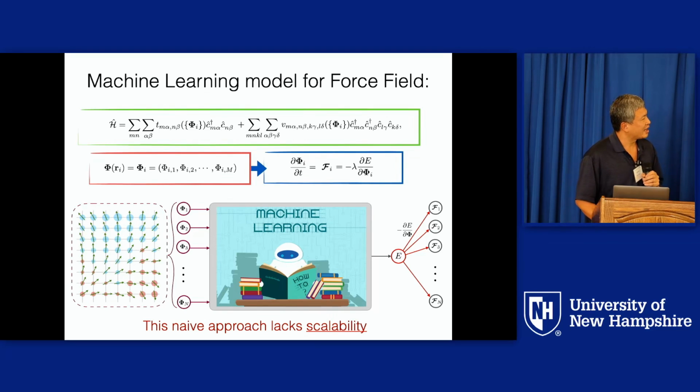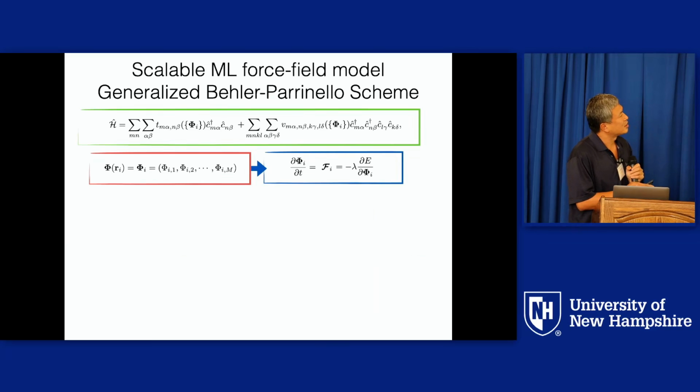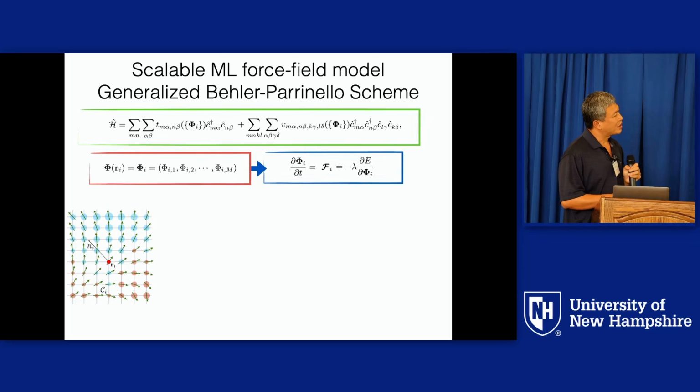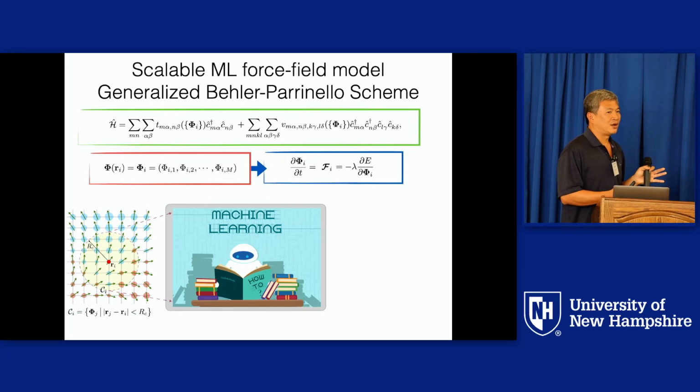So a more scalable approach is the so-called Behler-Parrinello scheme. This was first proposed by Behler and Parrinello in the context of ab initio molecular dynamics. Again, let's focus on this particular site Ri, and we want to predict the force on this lattice point. One important idea introduced by Behler and Parrinello is the concept of local atomic energy. Here we call this the site energy.